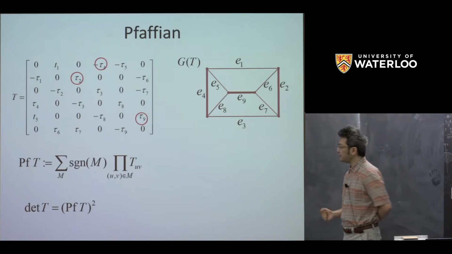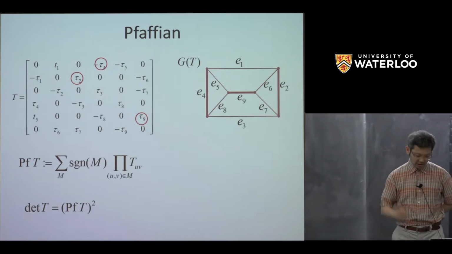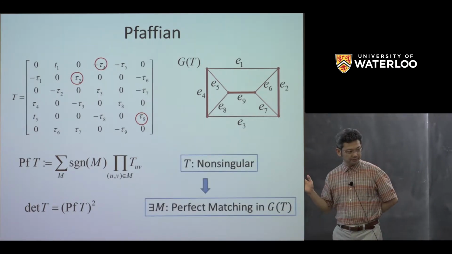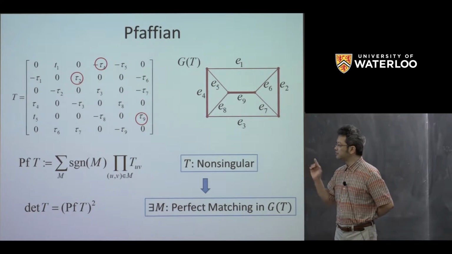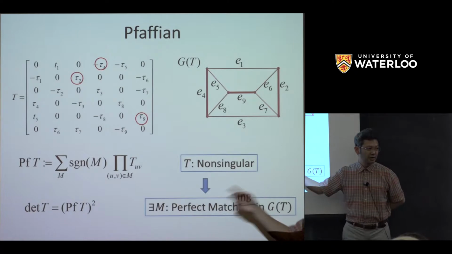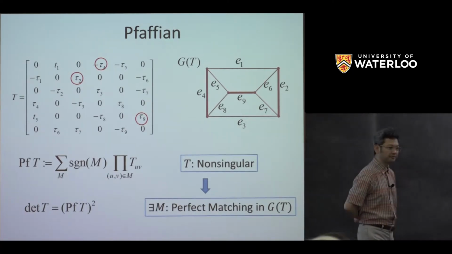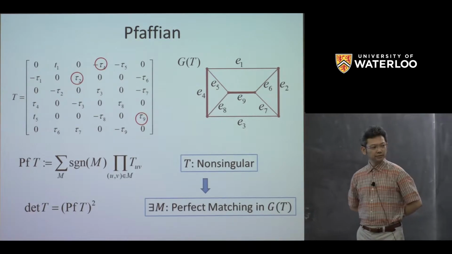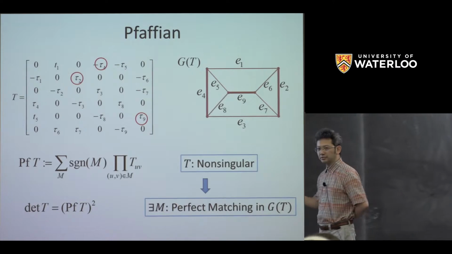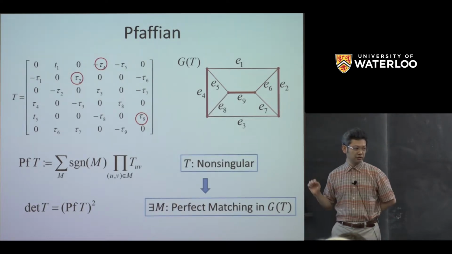That's well known. So one consequence of that is that if we know that T is non-singular, then there must be at least one non-zero term in this expansion, and therefore, there must be at least one perfect matching in it. Now, does the converse hold? Well, actually, not always. It almost holds, but not always. It holds unless we have unlucky numerical cancellations.